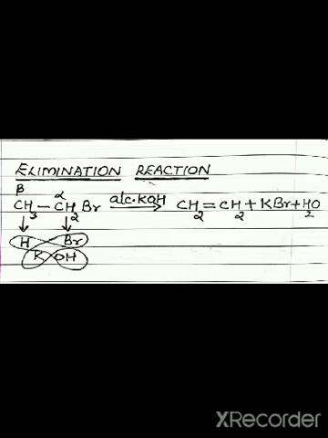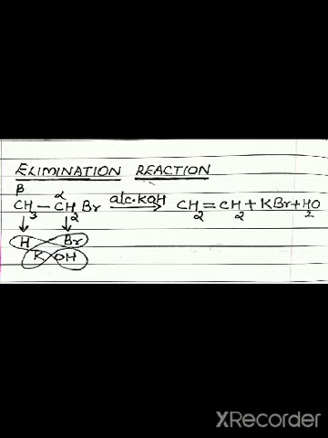Carbon carrying the halogen atom is marked alpha. Therefore, hydrogen atoms attached to the alpha carbon can be considered as alpha hydrogen atoms. The carbon next to alpha carbon is beta carbon, and the hydrogen atoms associated with beta carbon can be taken as beta hydrogen atoms. In elimination reaction, a halogen atom from alpha carbon along with a hydrogen atom from beta carbon gets eliminated. So since hydrogen is eliminated from the beta carbon, the reaction is known as beta elimination.